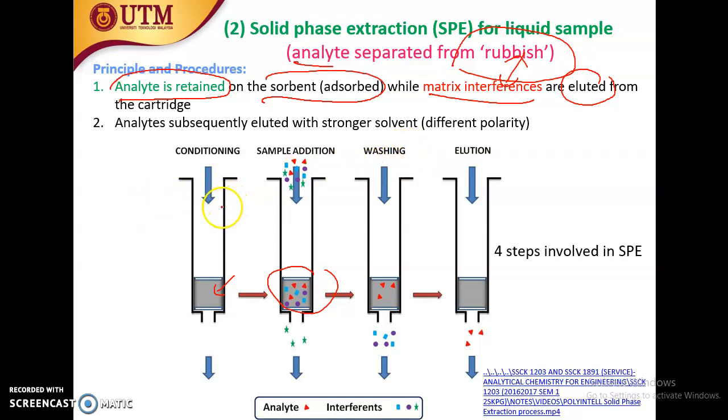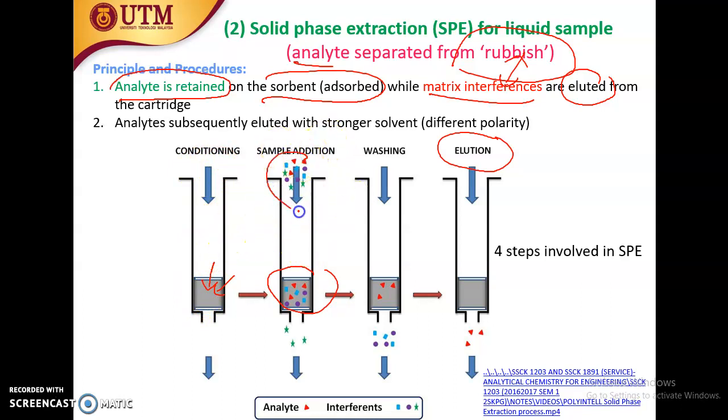Now we go to the steps of solid phase extraction. We have 4 steps: conditioning, sample addition, washing, and elution. As simple as that. But the hardest part is determining what kind of elution solvent and what kind of retention to use. That's the thing that a chemist must be able to understand and explain to their subordinates or lab technicians, for example. First, you condition the dry sorbent with solvent. What kind of solvent depends on your analyte and sample.